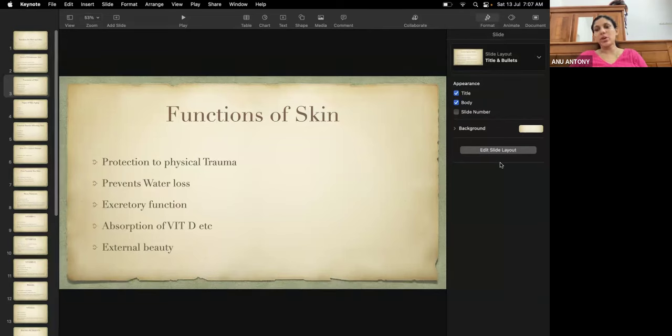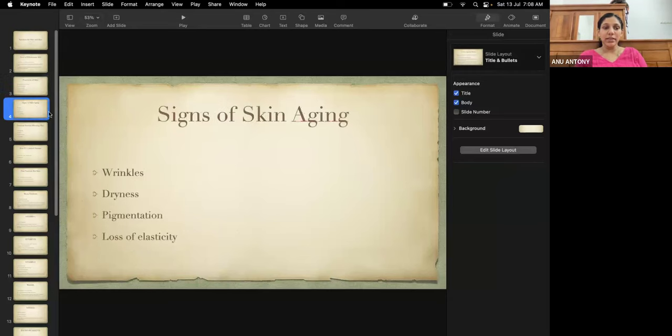Now, we all know absorption of vitamin D is only through the skin. There is no other high vitamin D source. That is the main function of skin we can keep in mind. Then comes the last, external beauty. Whatever we need to show outside, skin and hair are a reflection of what is happening in our body. So external beauty really comes last. Rather than focusing more on cosmetics or facial care procedures, we have to focus on a healthy diet.